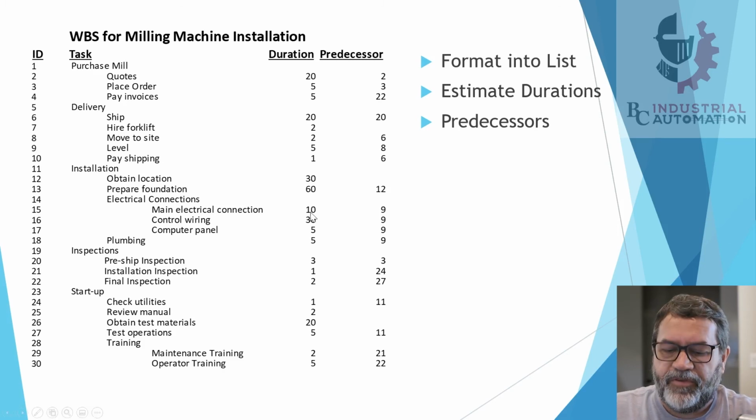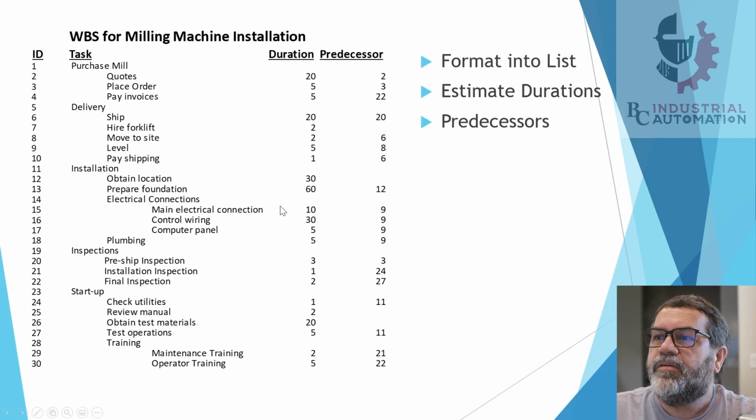So the first steps are deciding what it is you're trying to accomplish. Come up with your list of tasks for your work breakdown structure. Do an estimate on how long each task will take, and identify the predecessors for each task.